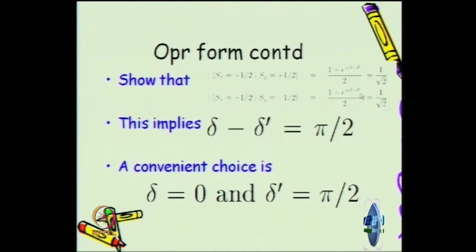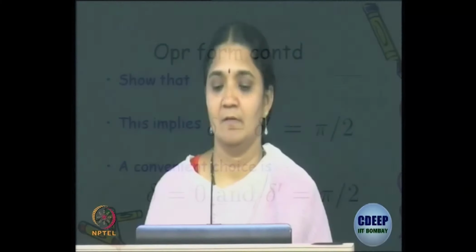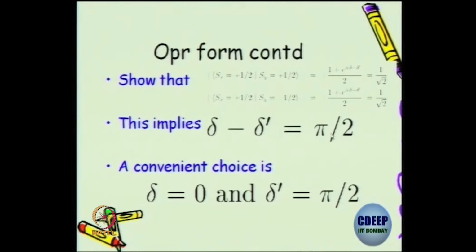What is the possibility which will fix this choice? Delta minus delta prime has to be pi by 2. Is that correct? So that's it. Once I get delta minus delta prime to be pi by 2, I can now make a choice.